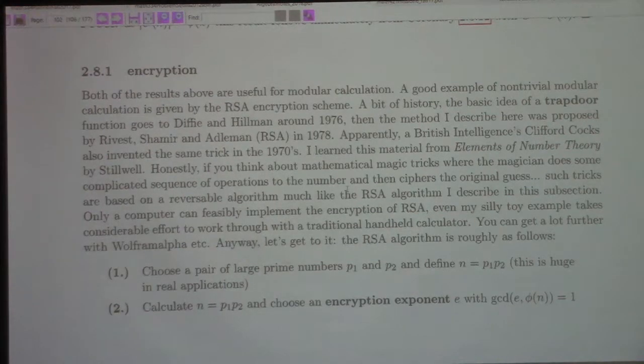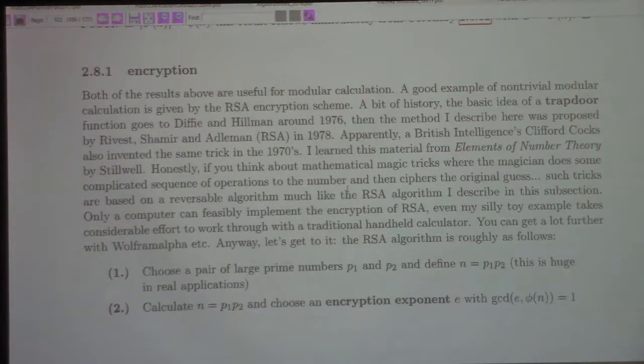So it's been around since a little bit before I was born, 1976. Oh, wait a minute, that's when I was born, 78, right there. So apparently there's some British dude, oh, there he is, Clifford Cocks, who also invented it in the 70s at some point. But the R is for Rivest, Shamir and Adleman. I'm probably mispronouncing those, but it's okay. They're not here. And anyway, so here's the basic idea.